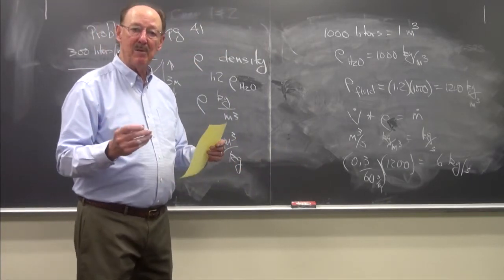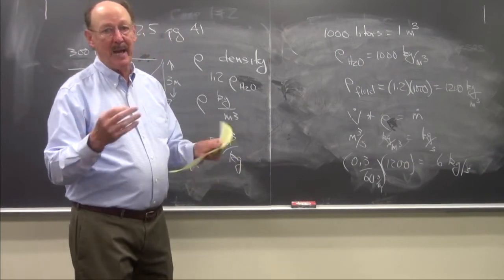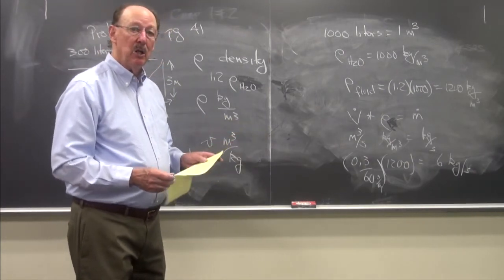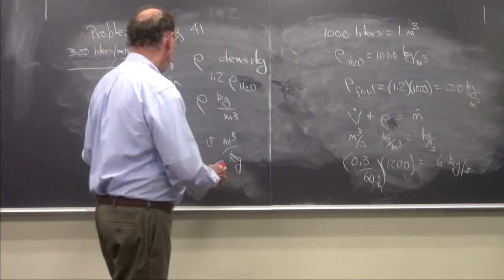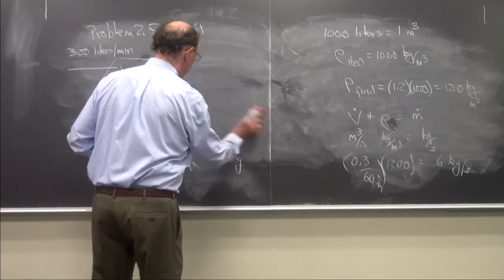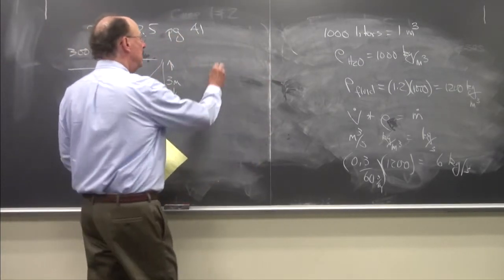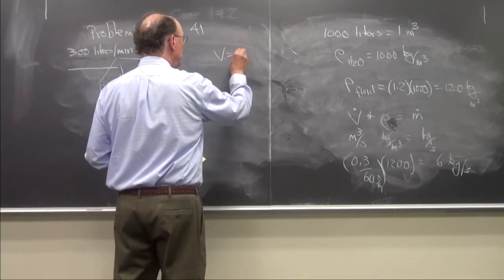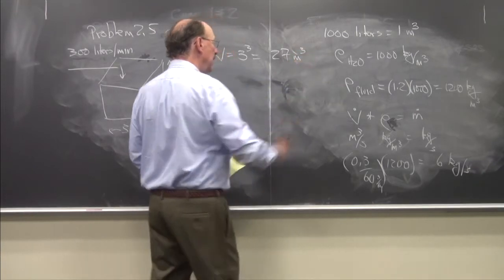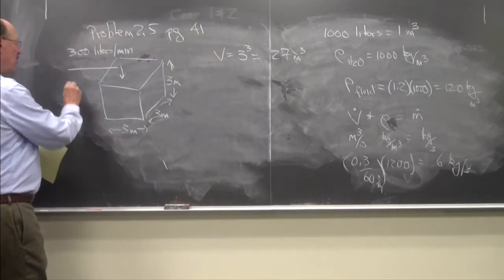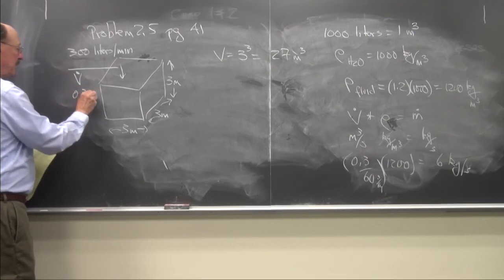So the purpose of this problem is to convert volume flow to mass flow. And if I had to, I could convert it back the other way. And then looking at how much time this takes. Well, I won't erase this. So the total volume, V is equal to 3 cubed, is equal to 27 cubic meters. And the volume flow rate, so V dot, is 0.3 cubic meters per minute.